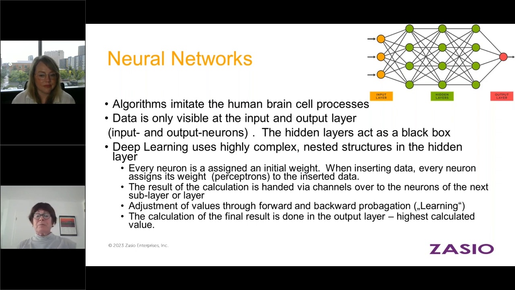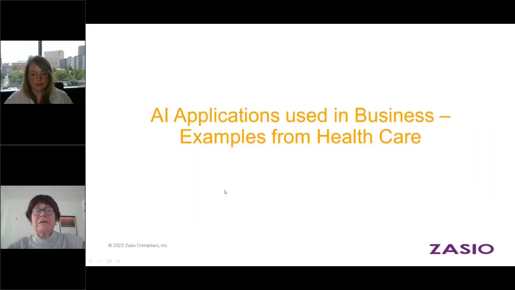The adjustment goes back and forth through so-called propagation, or as we call it, learning, and the calculation of the final result is then done and presented to the output layer, with the highest calculated values becoming the imported answer here. I will run a little bit faster here now.